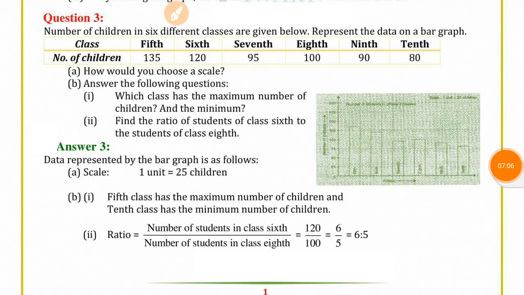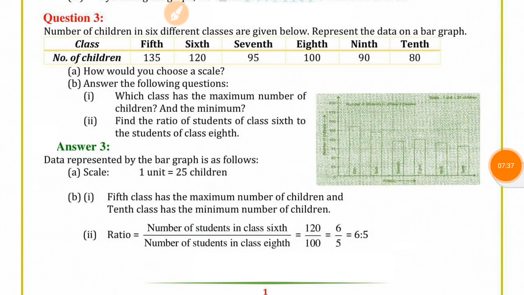So next, question 3. The number of children in different classes is given below. Represent the data on the bar graph. So classes 5th, 6th, 7th, 8th, 9th, and 10th, and the number of children in 5th is 150, in 6th 120, in 7th 95, in 8th 100, in 9th 90, in 10th 80.